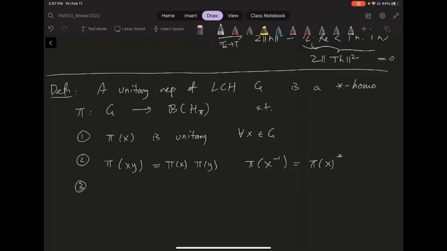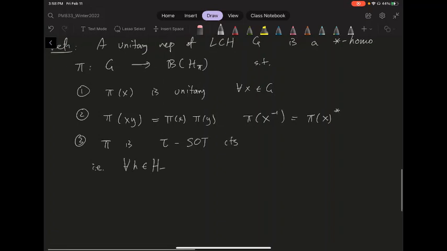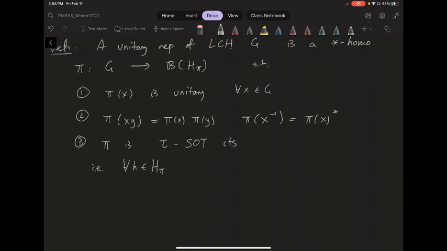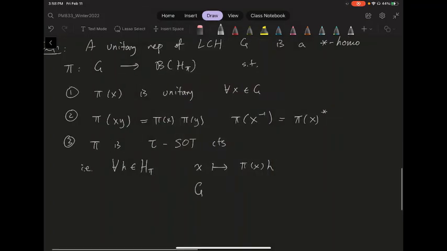And finally, we need some kind of continuity, and we just require it to be SOT continuous. So G has a topology, let's say tau, and B(H) has the SOT topology, and pi is SOT continuous. In other words, if you evaluate at any h inside your Hilbert space H_pi, then the map from x to pi(x)h, from G to H, is going to be a continuous map.